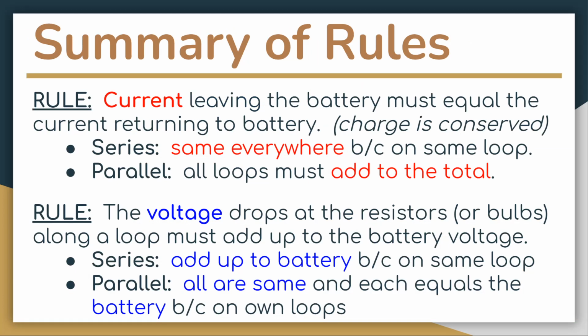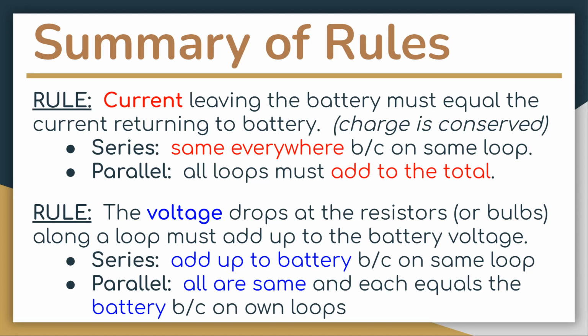So here's a summary of Kirchhoff's laws. The first rule stated that current leaving the battery must equal current returning to the battery. Charge is conserved. We have the same number of electrons the whole time. In a series circuit, that means that your current's the same everywhere because there's only one loop. In a parallel circuit, it means that each of your loops have to add up to the total because the amount going into that junction has to equal the amount coming back out. The second rule states that the voltage drops at the resistors or bulbs along a loop must add up to a battery's voltage.